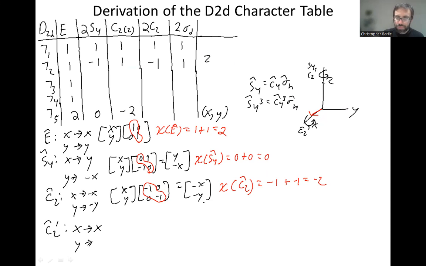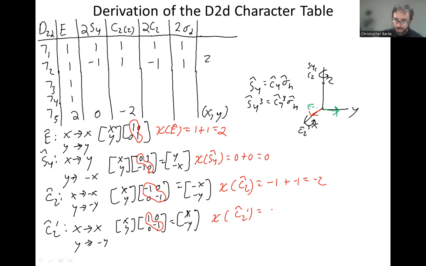And what about y? Well, y gets flipped. Right? Boink. It's pointing this way, and then it got rotated like that, going that way. So y went to negative y. The matrix is 1, -1, 0, 0, with x going to x and y to -1. The character of C2 prime is equal to 0.